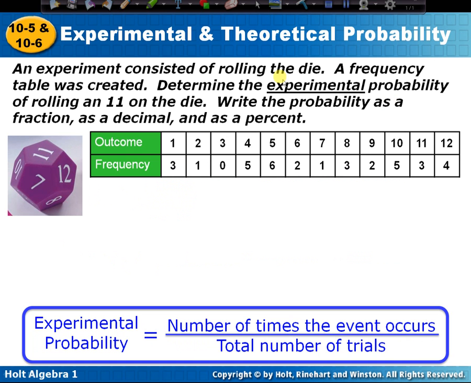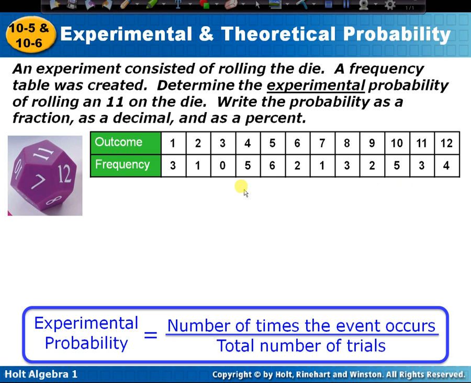All right, an experiment consisted of rolling the die. So now we've moved on to experimental probability. A frequency table was created, and I want you to copy down this frequency table. It says outcome, and you have outcomes 1 through 12. I want you to list them. Frequency: 3, 1, 0, 5, 6, 2, 1, 3, 2, 5, 3, and 4.